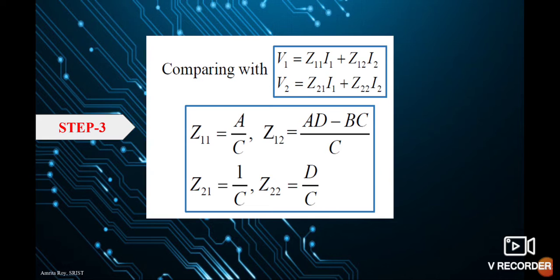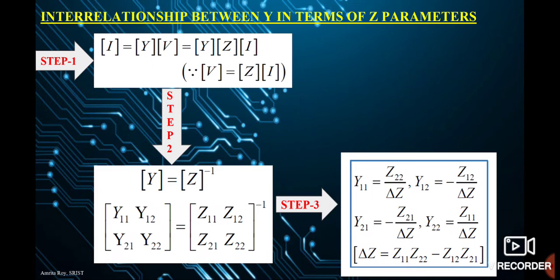Now if we compare it with the Z parameters, that is in the last step, we will get V1 equals Z11 I1 plus Z12 into I2, V2 equals Z21 into I1 plus Z22 into I2. So Z11 will be replaced by A by C, Z12 will be replaced by AD minus BC by C, Z21 by 1 by C and Z22 by D by C.